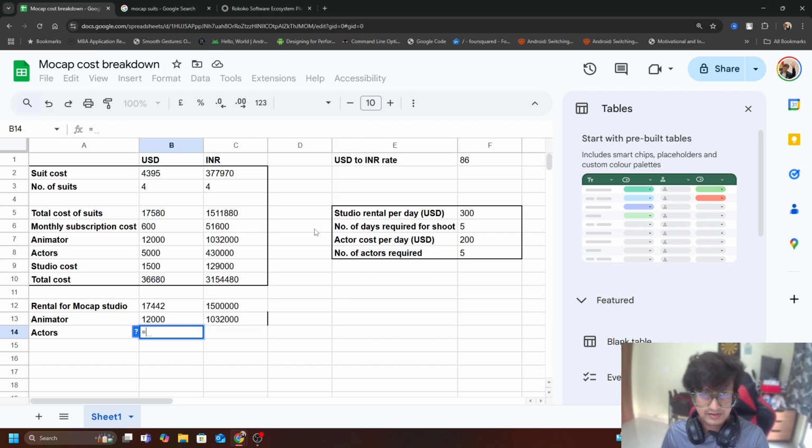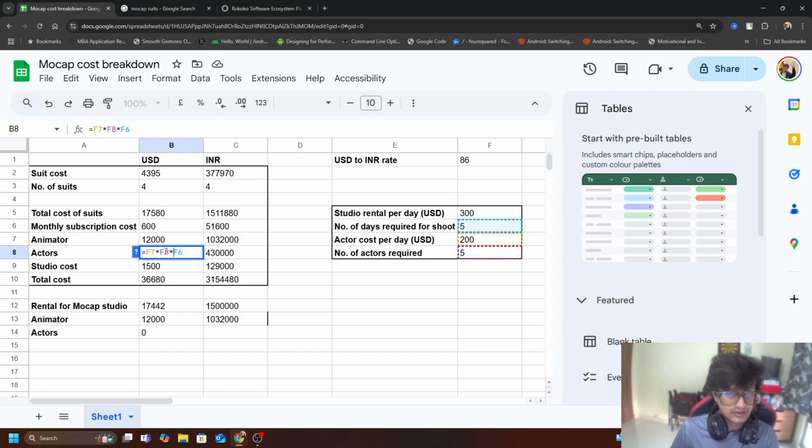So this cost is still, one second, I'll just put in the formula so that it doesn't fluctuate.